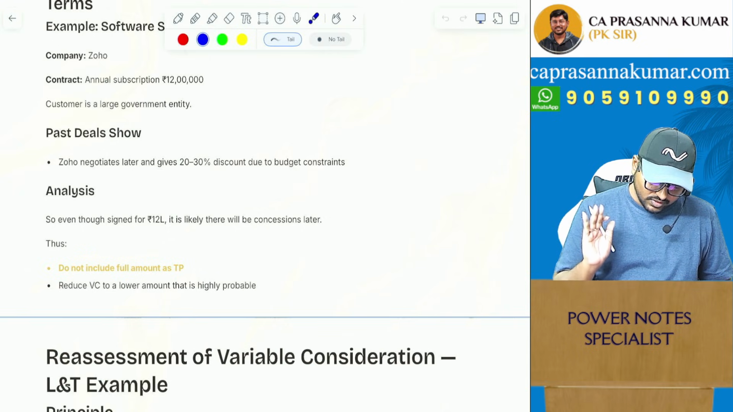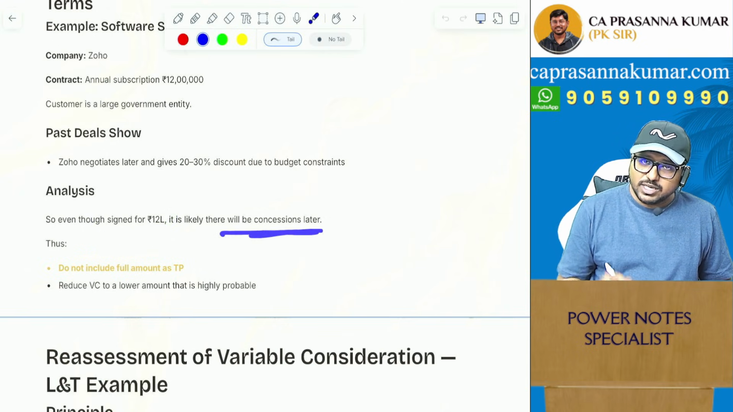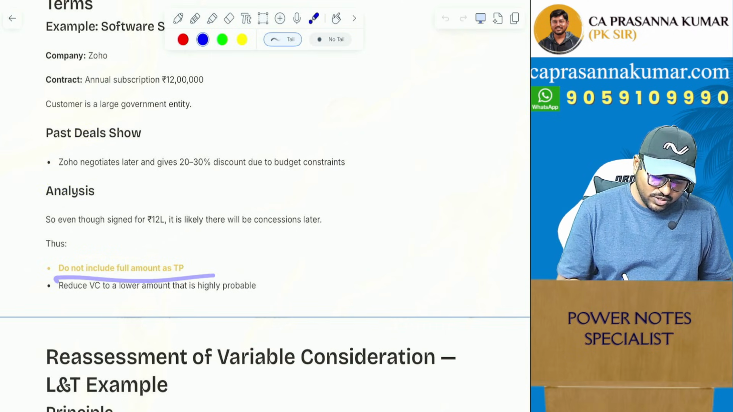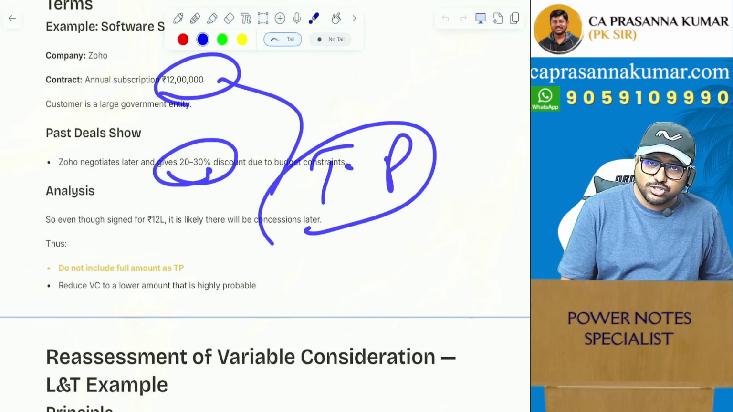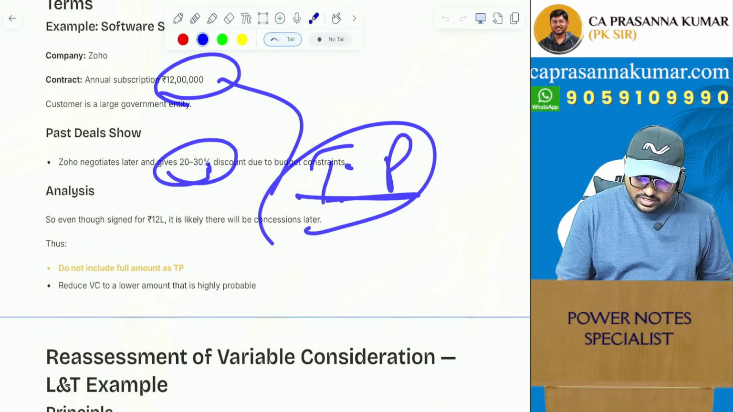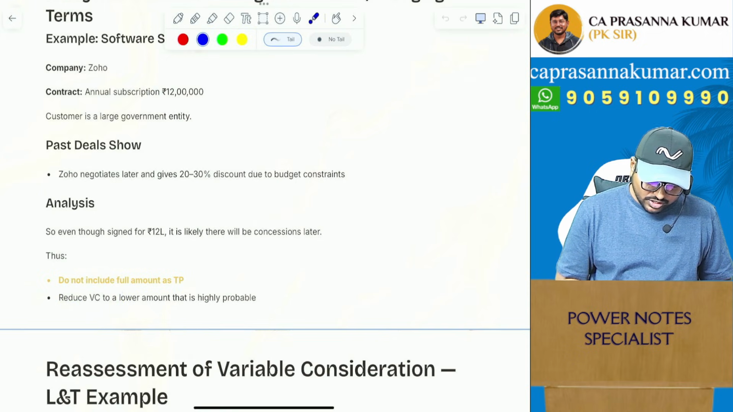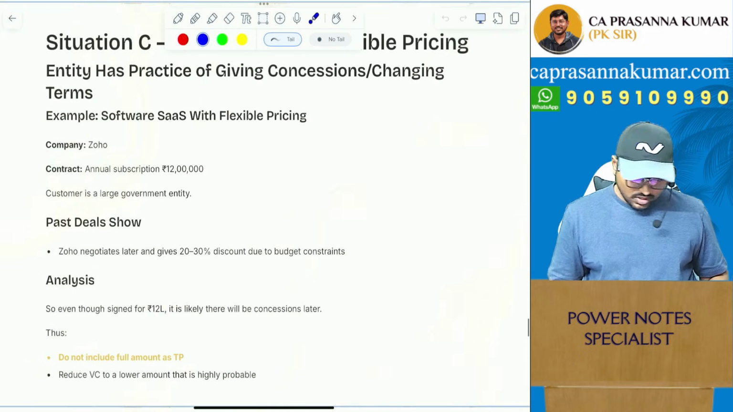So reduce this annual subscription by 20 to 30% discount, and that much only you recognize today. Even though the signed amount is 12 lakhs, because there will be concessions later and you have a history of doing that, do not include the full amount in TP. So this entire 12 lakhs should not be recognized as TP. Reduce this much, and the balance only is recognized in TP as of today. So reduce variable consideration to a lower amount that is highly probable, which means mostly you'll reduce 30%. Are you able to understand?